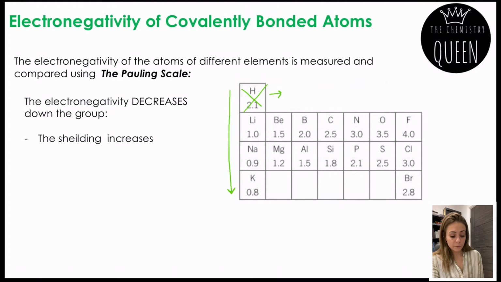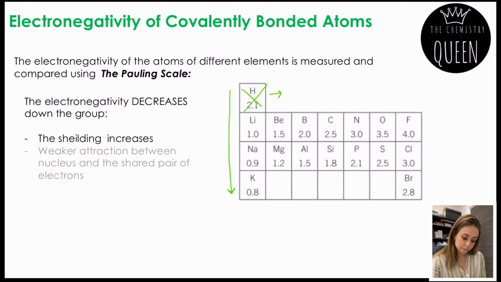Reasons for this then: the shielding increases, so the number of inner shells is increasing, because remember, the electrons in the covalent bond are the outer shell electrons. So we're focusing on the outer shell electrons. As we go down the group, atoms get bigger and shielding increases. So those outer shell electrons are being shielded by more inner shells, which makes the attraction between the nucleus and the electrons weaker. Weaker attraction between the nucleus and the shared pair of electrons.